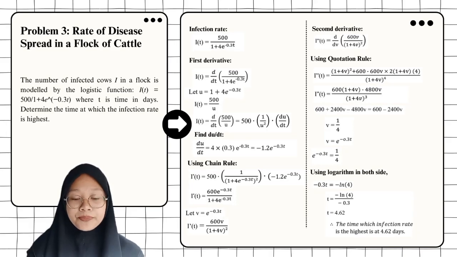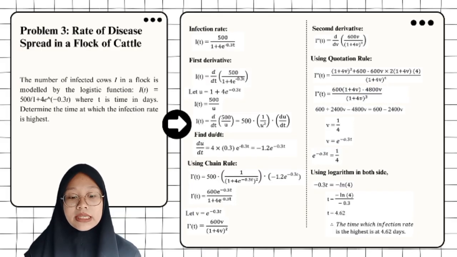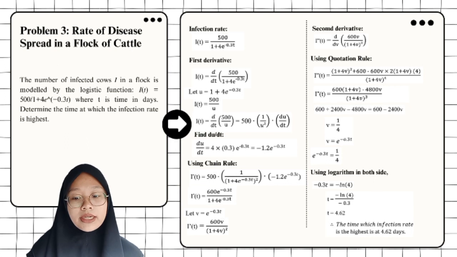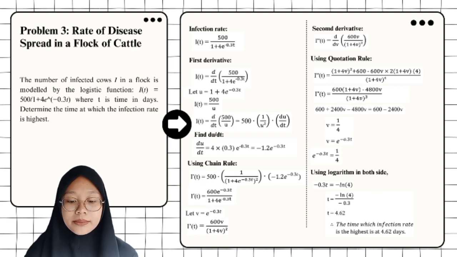The third problem. The problem statement: the number of infected cows I in the flock is modeled by the logistic function I(t) = 500 / (1 + 4e^(-0.3t)), where t is the time in days. The question is: determine the time at which the infection rate is the highest.